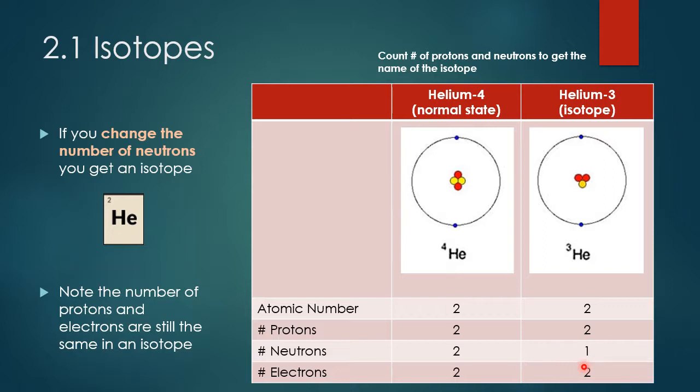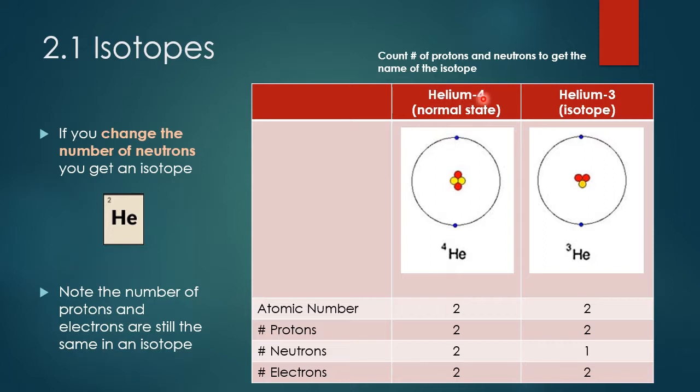The way that they get the name of the isotope is by counting the number of protons and neutrons, so the number of particles in the nucleus here. So it has 1, 2, 3, so they call it helium-3. The normal state here has 1, 2, 3, 4 protons and neutrons, so you could call it helium-4.